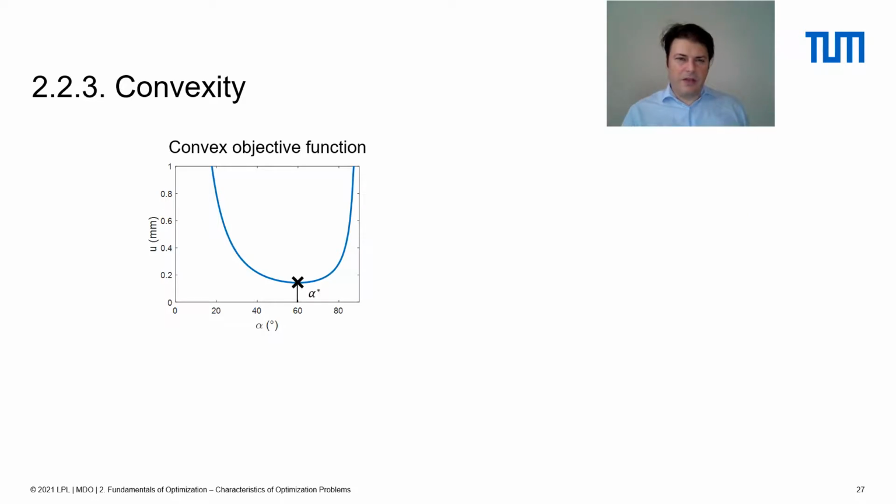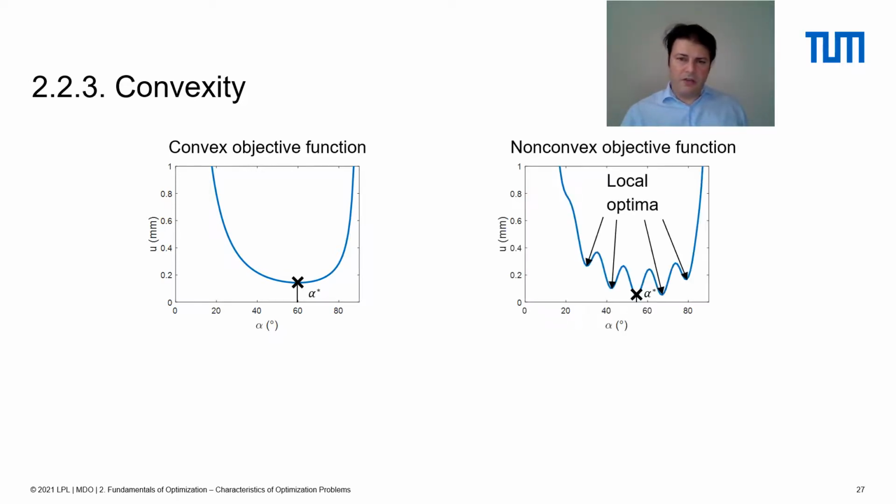Let's talk about another important property, convexity. It can be a property of functions or entire optimization problems. But let's get started with the convexity of functions. On the left-hand side, you can see a convex objective function, but it could also represent a constraint function. And on the right-hand side, you can see a non-convex function with little wiggles.